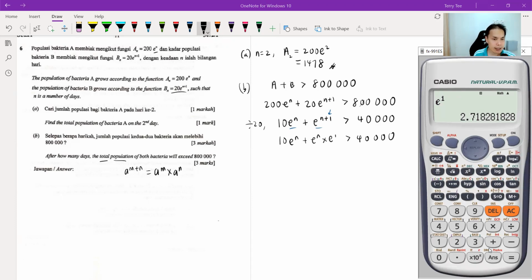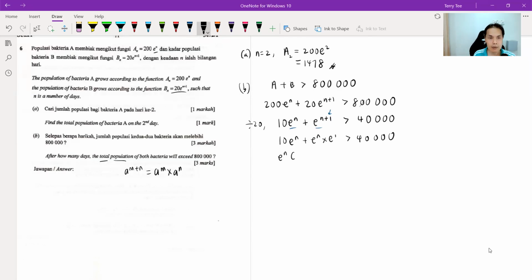Now, I'm finding n, but n is a power for e. Let us factorize the e power n. Let me take out the e power n from here. So what we have here is e^n times (10 plus e^1), and we can write e^1 as just e, is greater than 40,000. So let's divide this. Use your calculator.